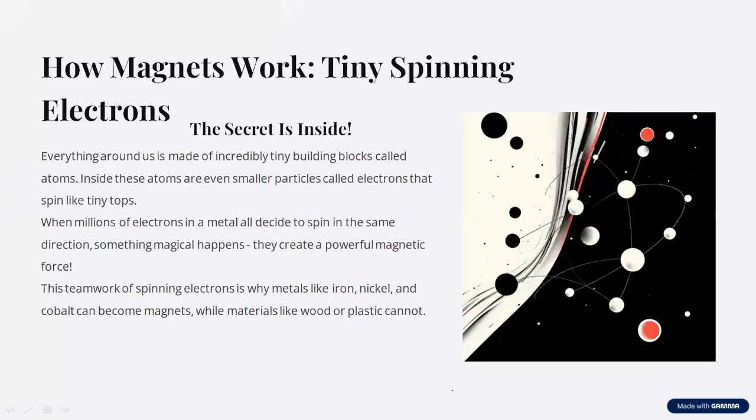Now, how do magnets work? Magnetism is basically created by spinning movement, right? What is spinning movement? That is moving round and round. We know that everything around us is made up of incredibly tiny building blocks called atoms. And inside these atoms, there are several smaller particles called electrons.